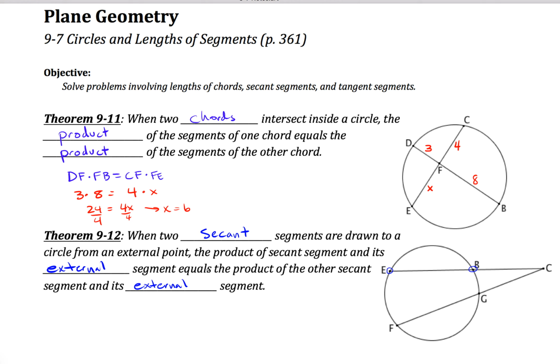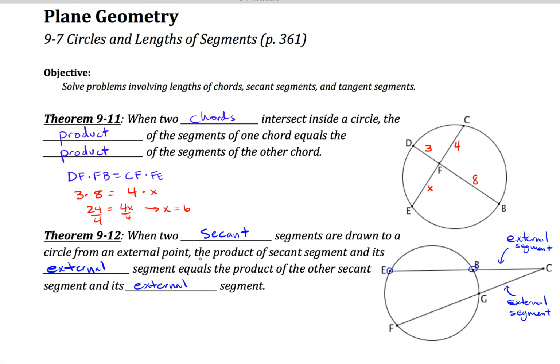So what's the external segment part? Well, if CE is a secant segment, then CB is what we would call an external segment. It's the part of the secant segment that's outside the circle. You can see the part EB, that part of segment CE, it's inside the circle. Part BC, segment BC, is outside the circle. So that's called an external segment. And of course that would mean that this would also be an external segment as well. Segment CG would also be an external segment.